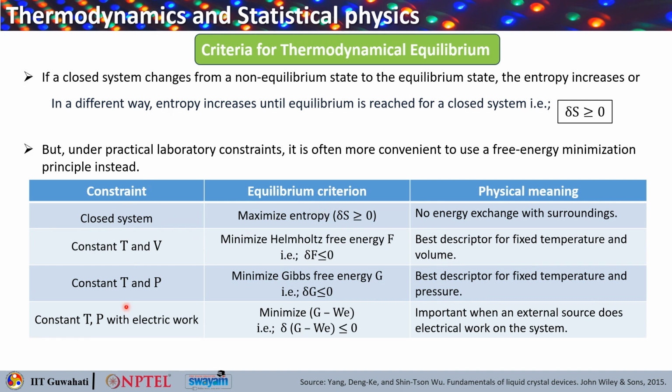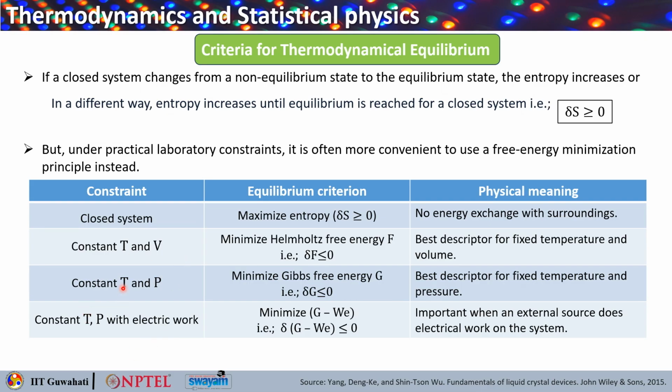So, here are the different constraints and the equilibrium criteria, and these are the associated physical meanings. When you have a closed system, you maximize the entropy, that means your delta S will be greater than or equal to 0. The physical meaning is that there is no energy exchange with surroundings. When you have a constraint like constant T and V, the equilibrium criterion is to minimize the Helmholtz free energy F, that means delta F should be less than or equal to 0. So, that is the best descriptor for fixed temperature and volume.